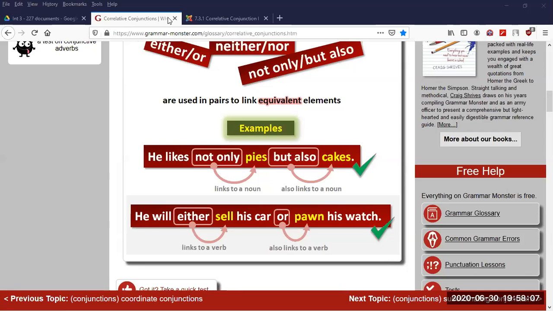Remember, when we use neither nor, the sentence is automatically negative. So we're saying something won't happen, or two things won't happen. This thing won't happen, this thing won't happen. Or she isn't this and she isn't this.